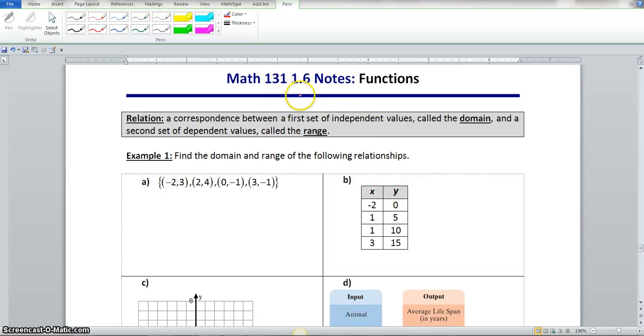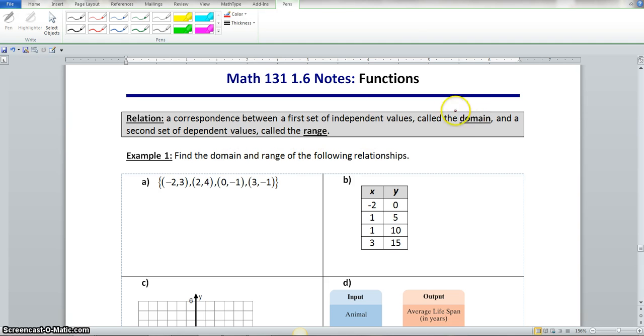Okay, class, we're about to start section 1.6, which is functions. We deal first with the definition of relation, a correspondence between a first set of independent values called the domain and a second set of dependent values called the range.